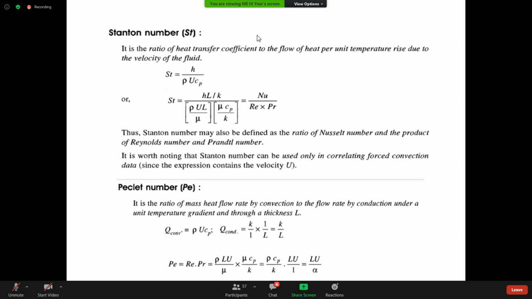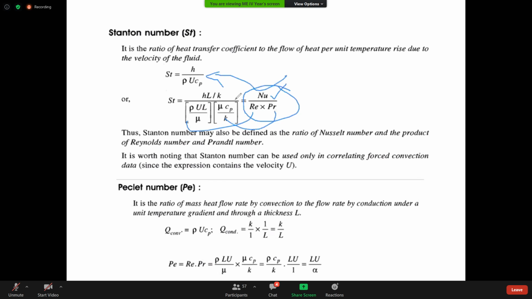Stanton number is nothing but the ratio of this. If you know this, you don't forget about this. After solving this only you get it. If you know the Nusselt number, hLc by k, and the Reynolds number, then after solving, you will get the Stanton number, h by rho.